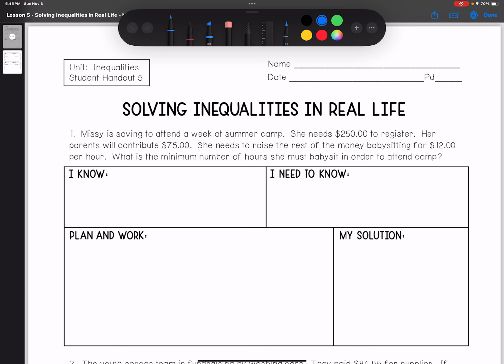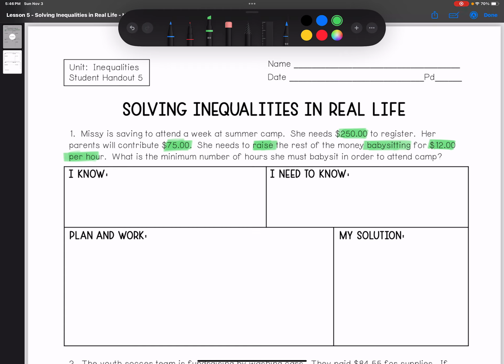So first of all, let's go ahead and find all the words we need, all the words that matter to us. Do we care that she's going to summer camp? Not really. But we do know the $250 matters. That's what she needs. We do know that her $75 parents' money that they gave her, that matters. We also know that she needs to raise the rest of it by babysitting for $12 per hour. That matters. And then the last part is, what is the minimum number?